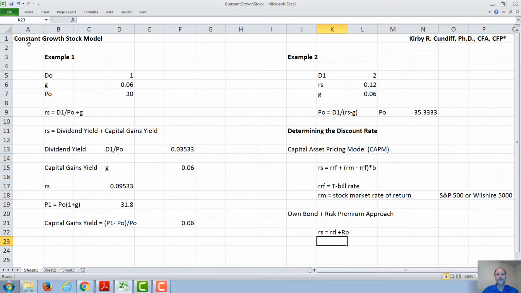As a second example of the constant growth stock model, we will look at how you use it to determine the current price of a stock. The current price of a stock is next year's dividend over the rate of return minus the growth rate. For an example where next year the stock is expected to pay $2 per share, the required rate of return is 12%, and the growth rate is 6%, then the stock price is going to be 2 times 1.06 divided by 0.12 minus 0.06, which equals $35.33.